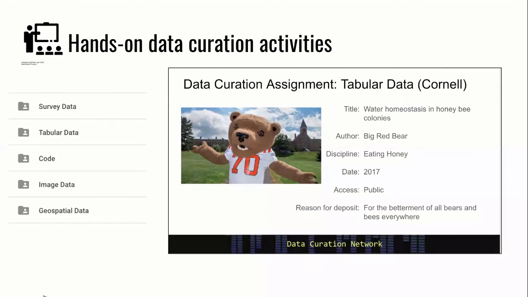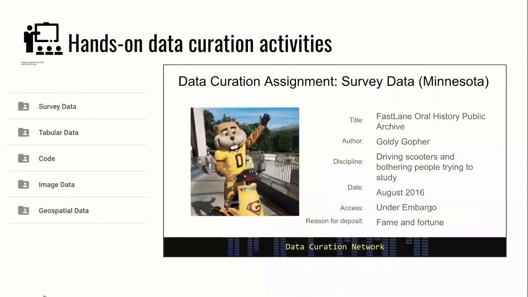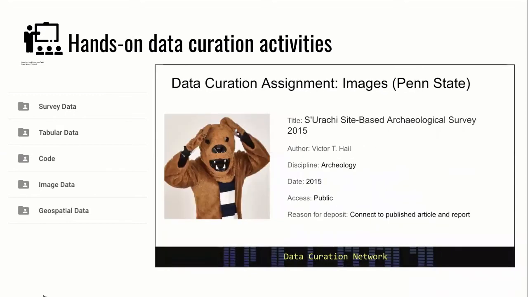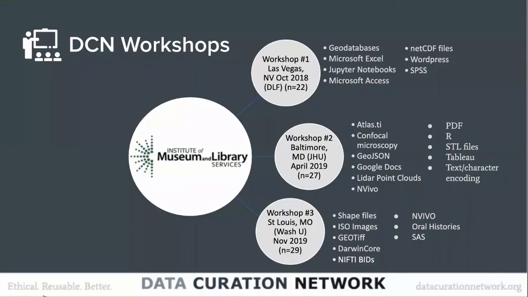So this is just an example. These are some of the data sets we work with. This is not your institution. No, Big Red Bears from Cornell. So we have 5 data sets that we ask each attendee to divide up into. They can choose survey data, tabular, code, image data, and geospatial. Some of these have very easily identifiable issues, and some of them are more complex. So there's oral histories, this is the great Penn State Nittany Lion.